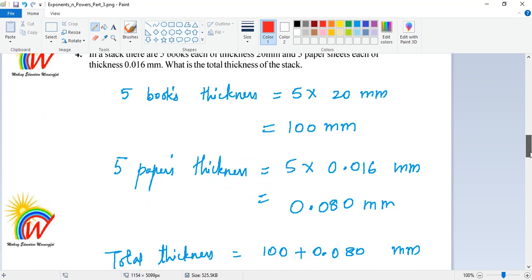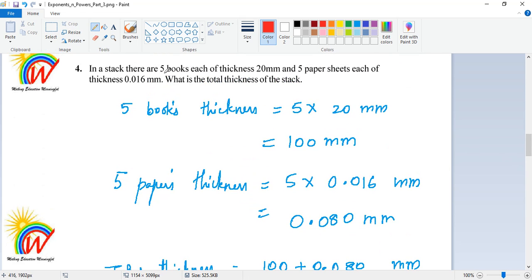Now here you see, in a stack there are 5 books each of thickness 20 millimeters and 5 paper sheets each of thickness 0.016 millimeters. What is the total thickness of the stack, they are saying? See, there are 5 books and each book is 20 millimeters. So 5 books thickness, if I just add the 5 books, it's 5 into 20. So 100 millimeters. That counts only the books.